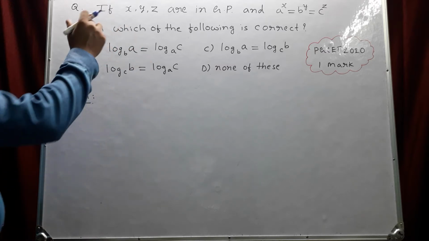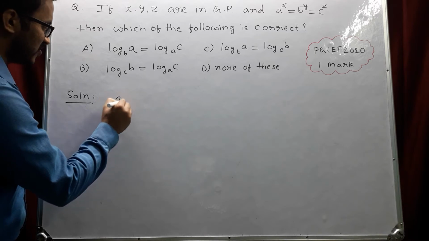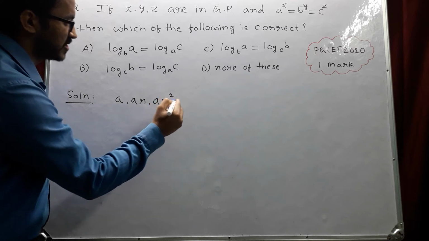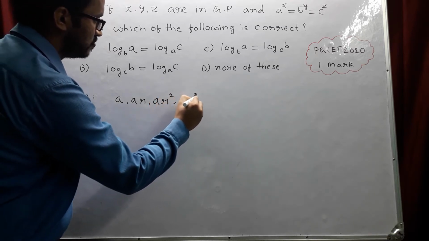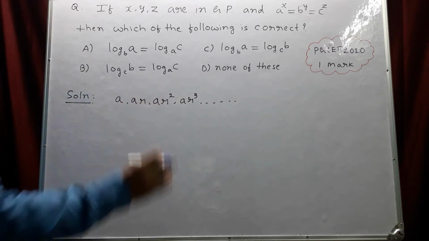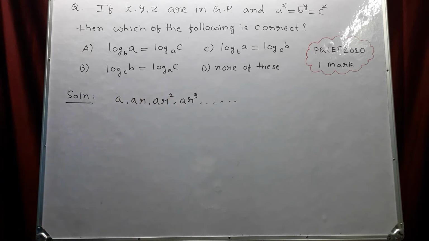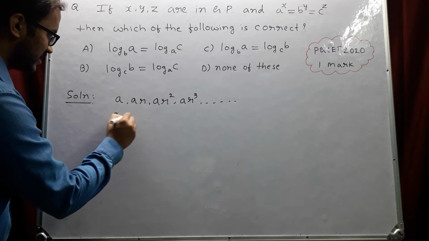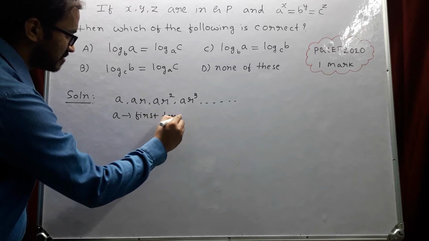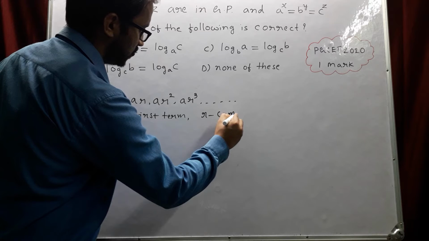So first we should know the meaning of GP. Suppose we consider any sequence of this form: A, AR, AR square, AR cube, and so on. This type of sequence we are going to call a geometric progression, meaning it should have a common ratio. So here A is the first term of the GP and R is the common ratio.